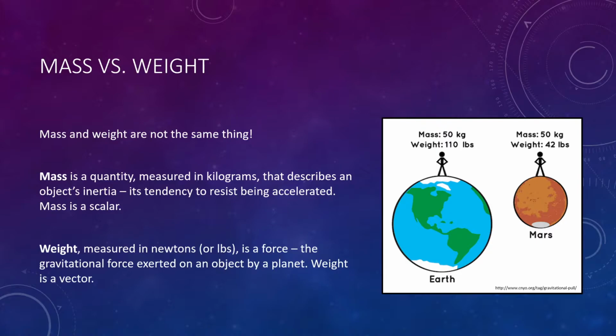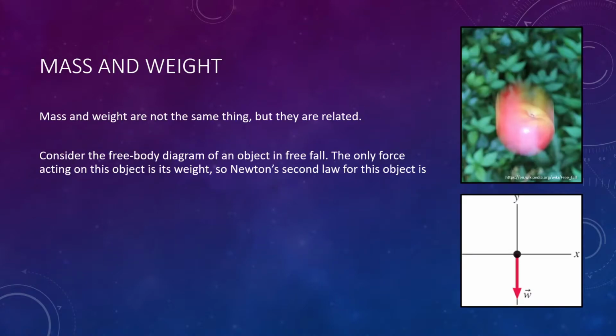Now, what's important though is to understand the actual relationship here. Even though they're not the same thing, they are related. And so our goal on this slide is to introduce that relationship. How are they related? Well, to start, let's consider any object in freefall, in the image in the top right, that being an apple. Let's draw a free body diagram for the apple, or literally any object that's considered to be in freefall.